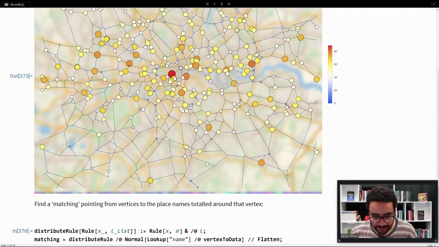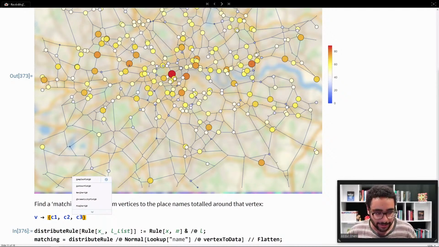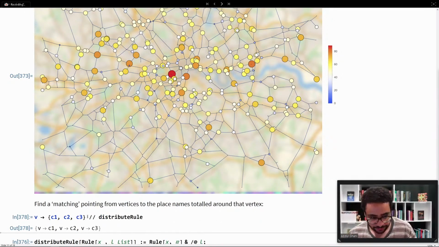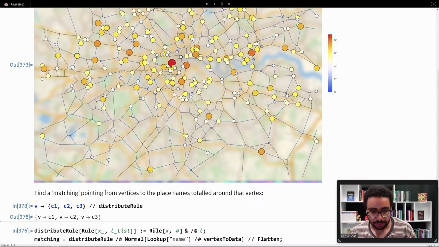So the vertex, let's just call it V, goes to P1, P2, let's just say camera 1, camera 2, camera 3. But instead I want V1 goes to camera 1, V2 goes to camera 2, V3 goes to camera 3. So that's going to look like this. What I want as an output is this thing. So how does this work roughly?